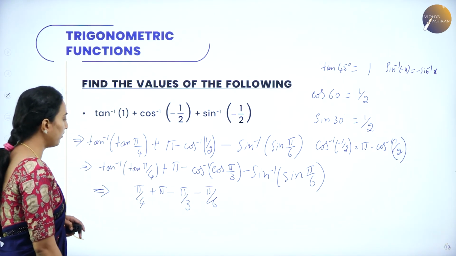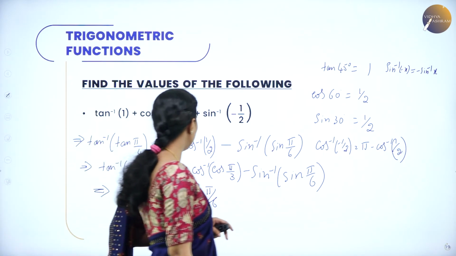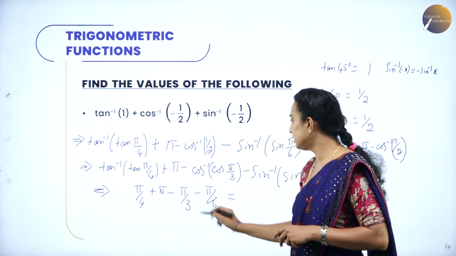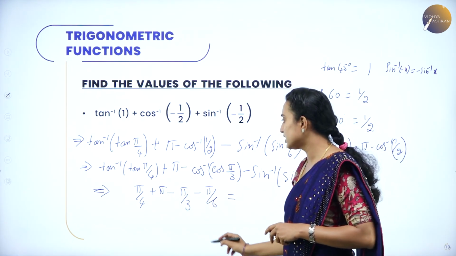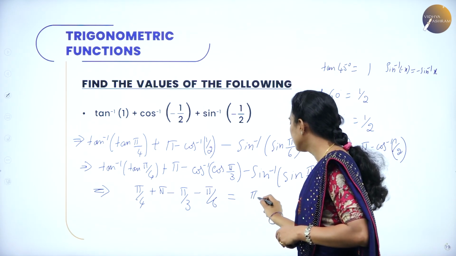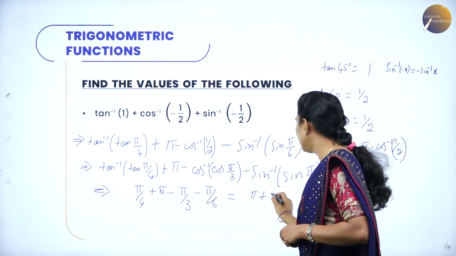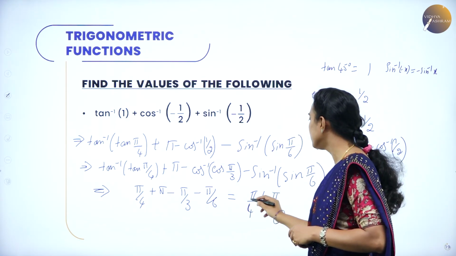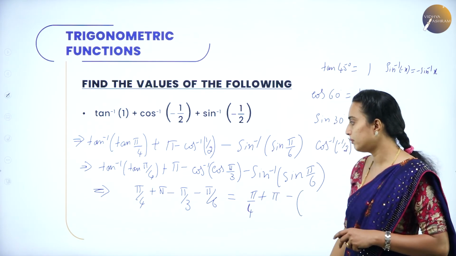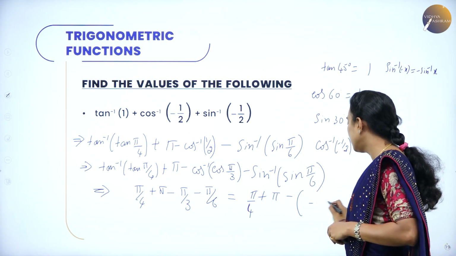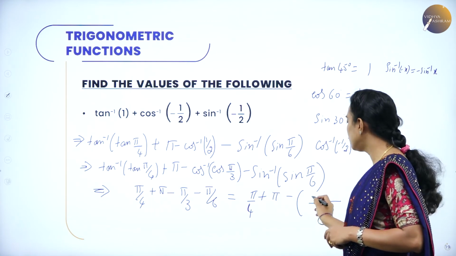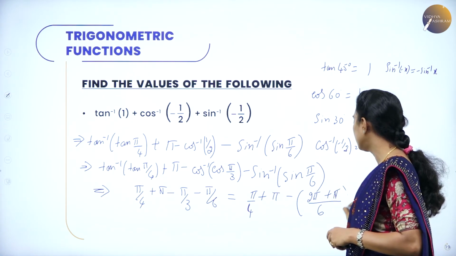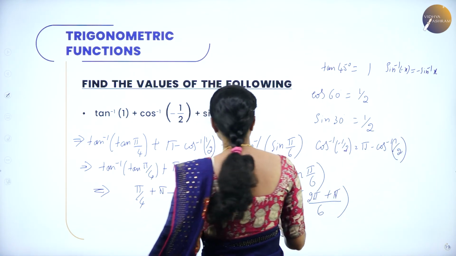Here you can take the LCM, so you solve accordingly. The LCM of 3 and 6 is 6. I keep pi by 4 plus pi as it is. Multiplying by the minus symbol, it will become plus. LCM will be equal to 6. So 3 2s are 6, 2 pi plus pi. So you are going to have, which will be equal to what?